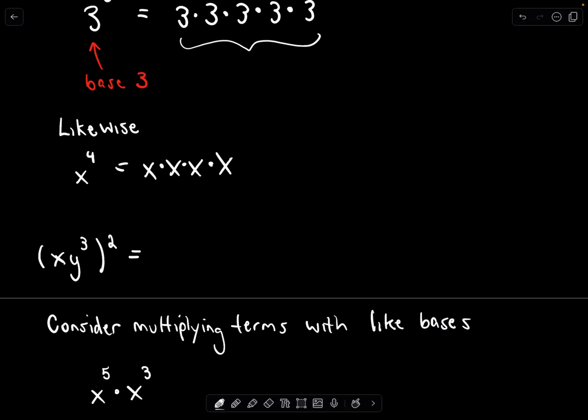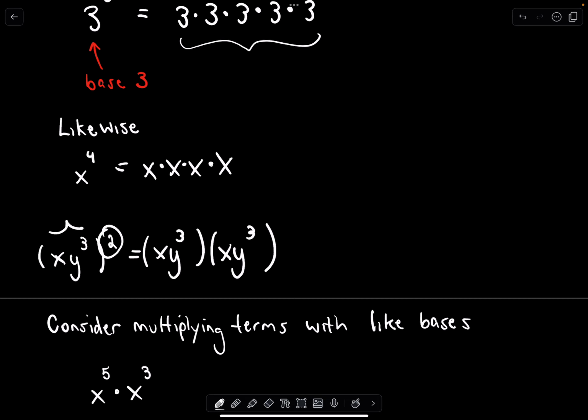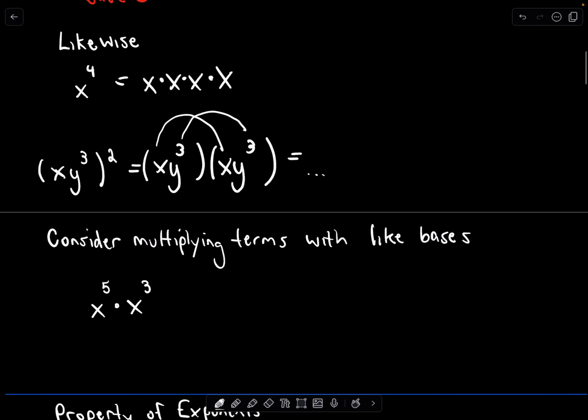So let's think for example, if we have x times y to the 3rd all being squared, well, that means I have x times y to the 3rd, and it means I have 2 of those. So I've got x times y to the 3rd, and then x times y to the 3rd, right? I've got that x y to the 3rd, but I've got 2 of them multiplied. And in this case, I could even simplify. So this is all multiplication, so I could multiply my x times my x, and I could multiply my y to the 3rd by my y to the 3rd and simplify. And we'll talk about how we could simplify that a little bit further as we move forward.